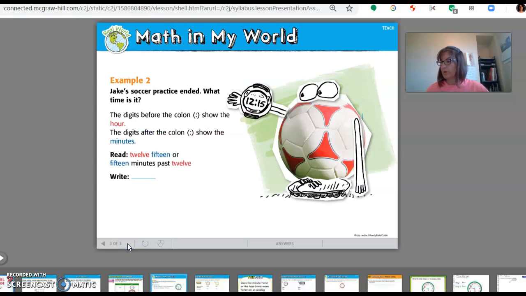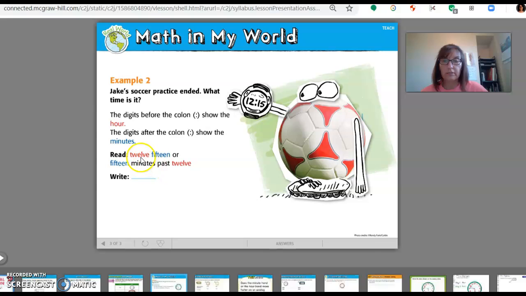All right. If you turn the page, we now have example 2. Jake's soccer practice ended. What time is it? So here, we're reading a digital clock. And if I look, the digits before the colon show the hour, or what the shorthand would represent, 12. The digits after the colon show the minutes, 15, which means the minute hand would be on the 3.